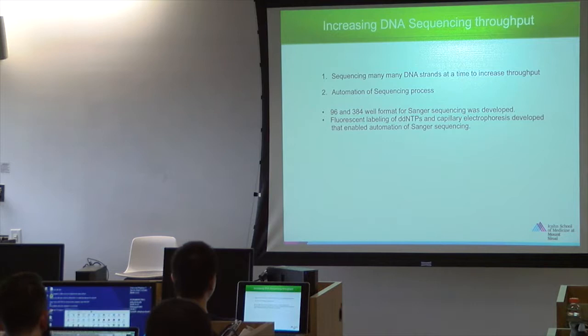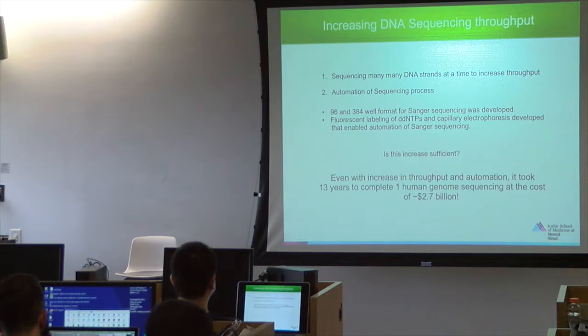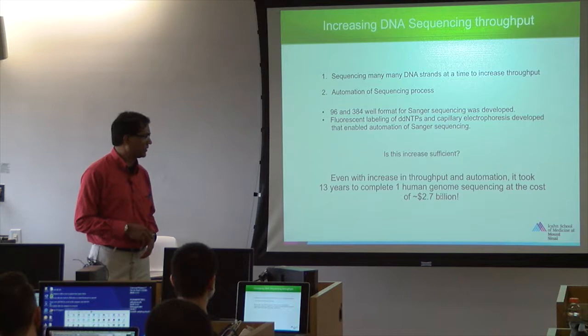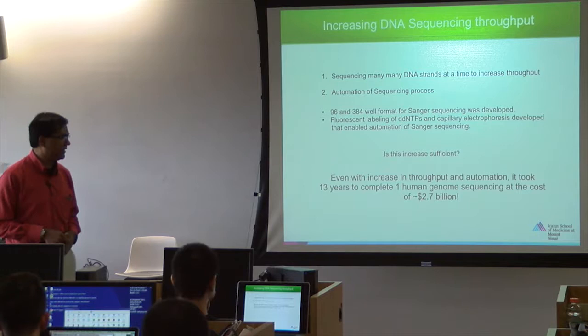And then, is this sufficient? At that time, that was the topmost automation process. And this process was used to start sequencing the human genome. And this is what it took. It took around 13 to 15 years to sequence one reference human genome. And the cost was $2.7 billion.